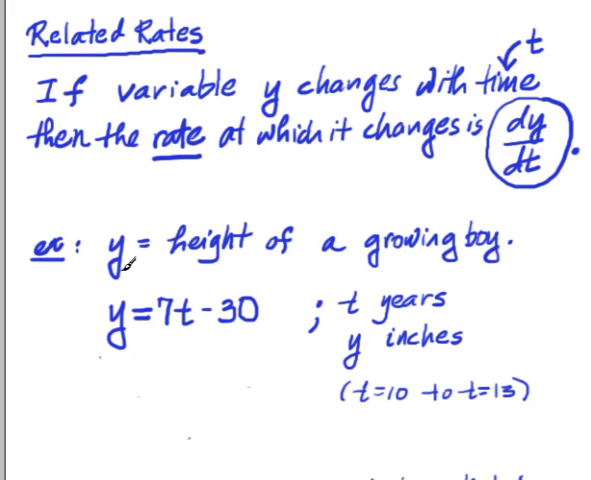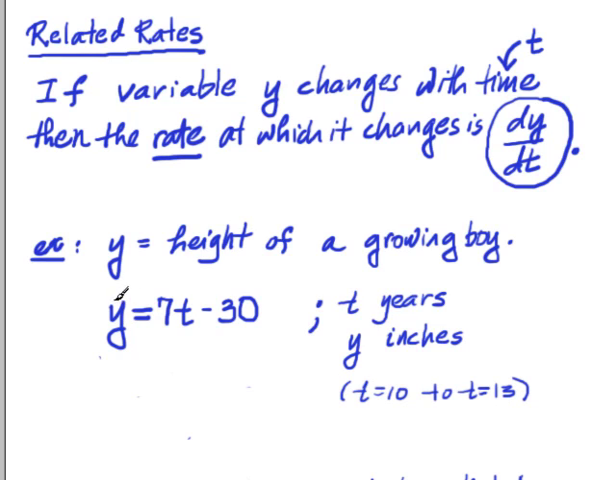So let's say that y is the height of a growing boy. Okay, so that changes with time, and let's say this is our function y: y is equal to 7t minus 30. Let's assume that t is years and y is inches. So y is the boy's height at a given year. And let's assume that this equation holds from 10 years to 13 years, from when the boy is 10 years old to when the boy is 13 years old.